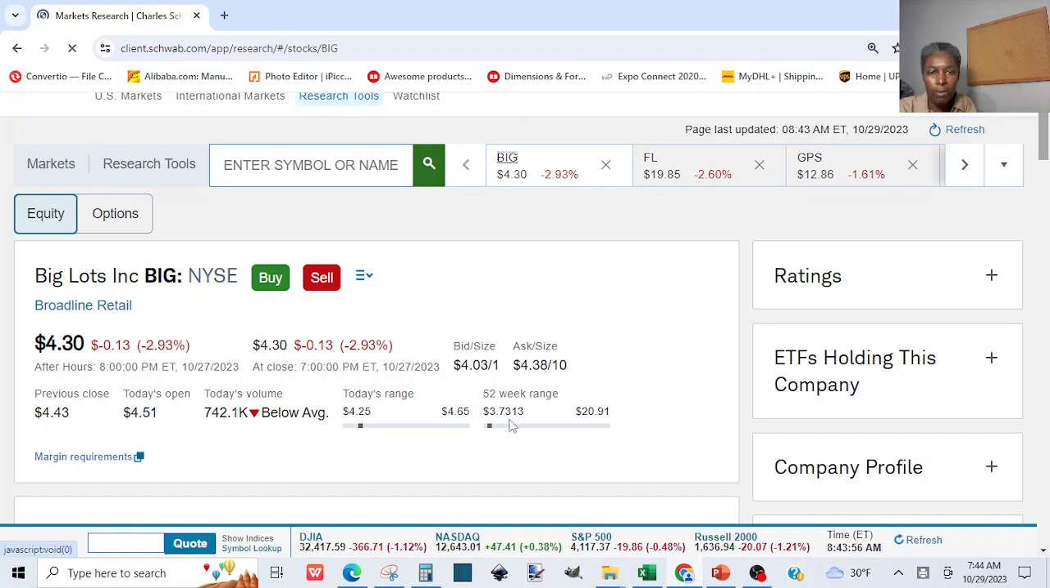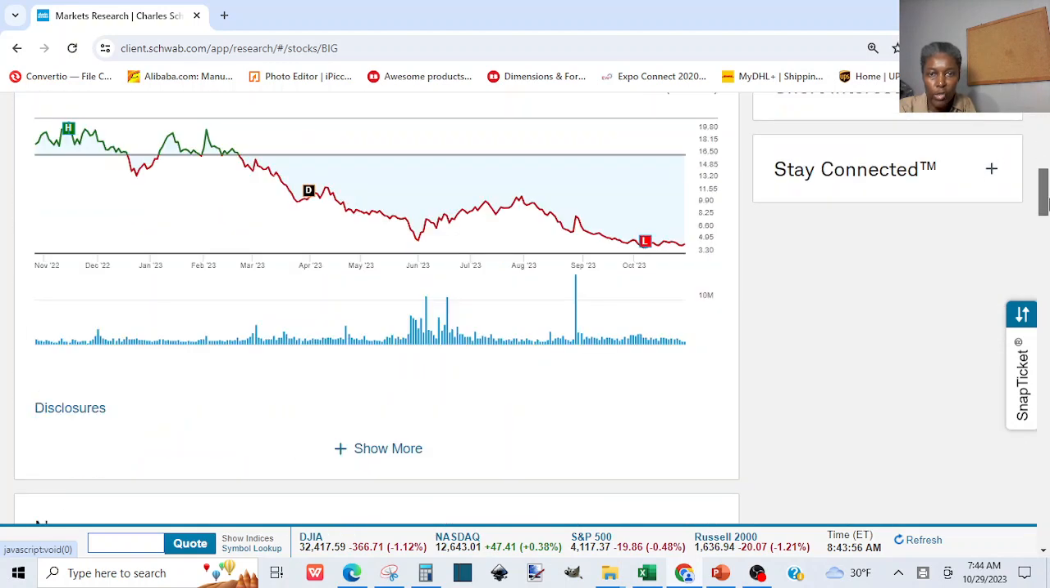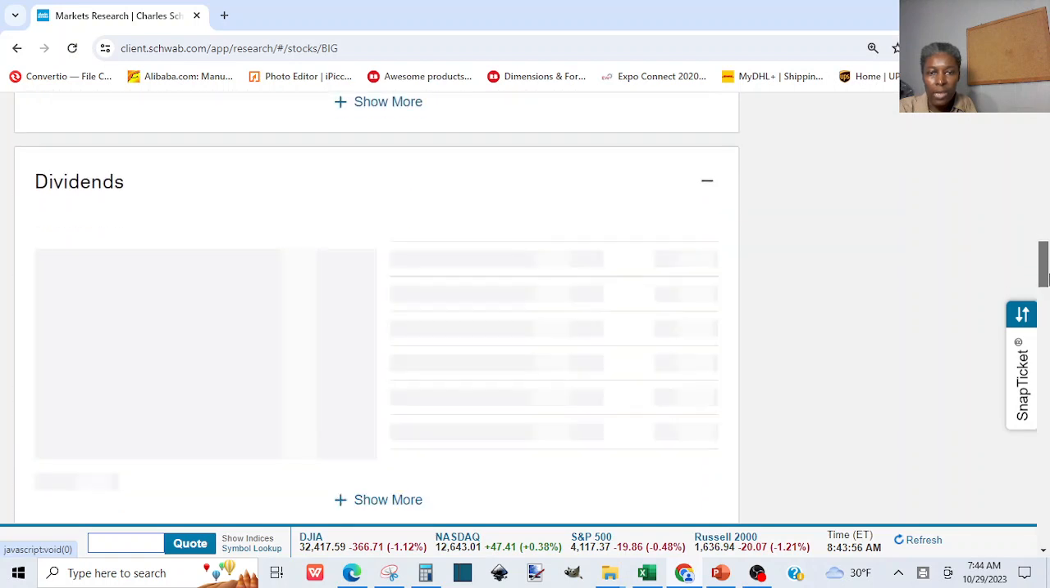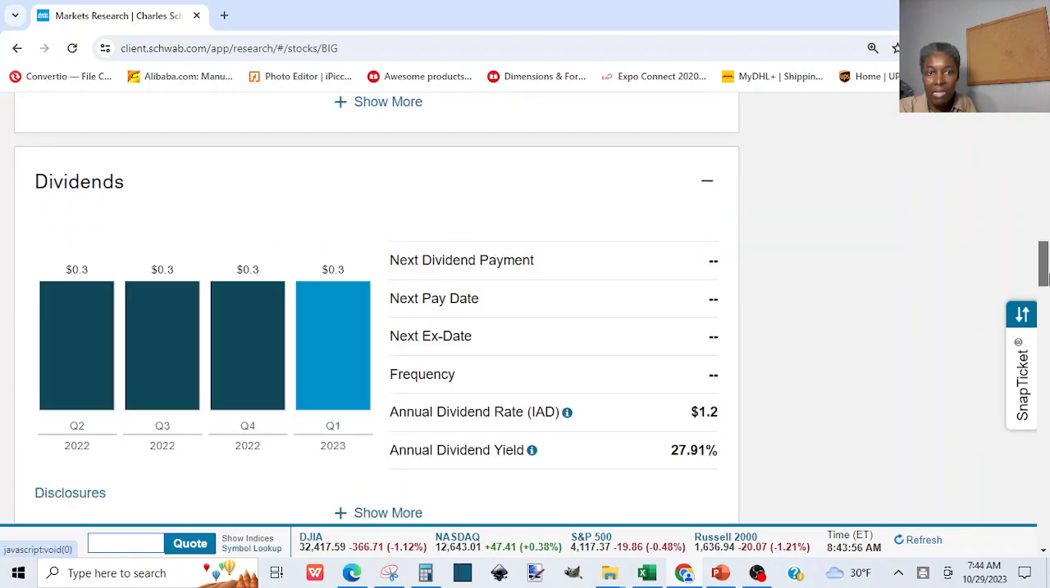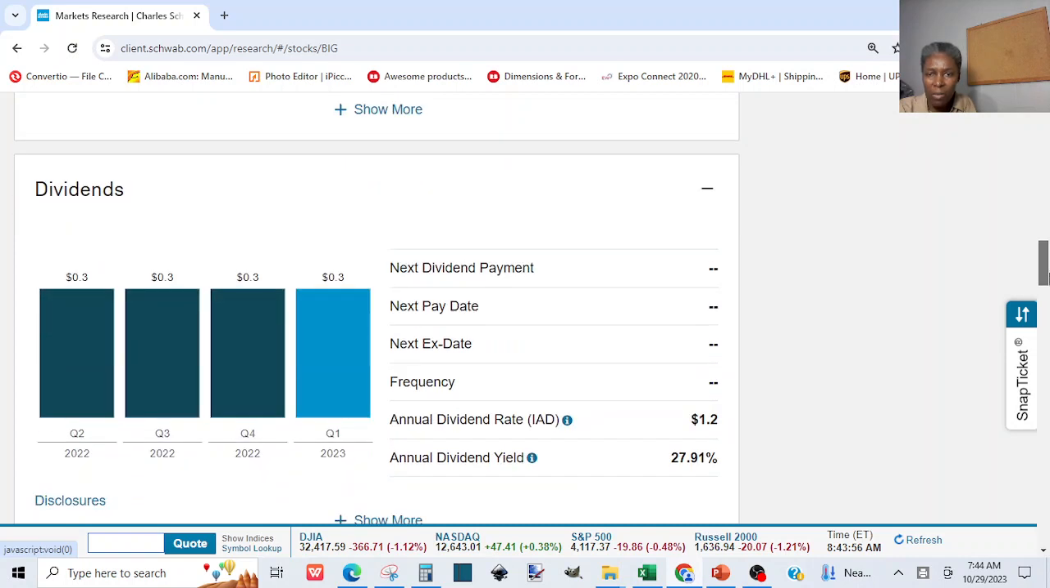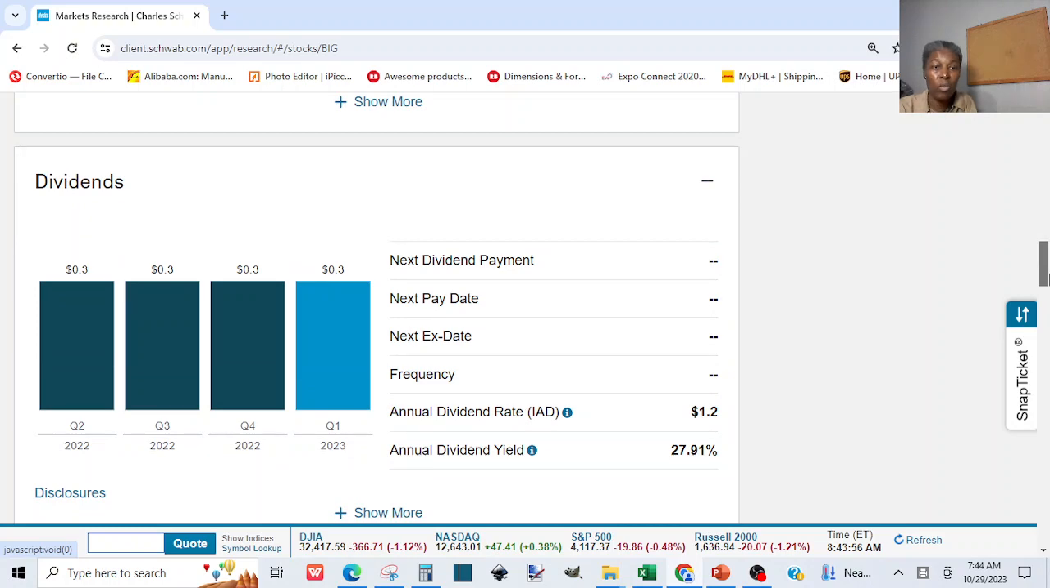And it is selling for $4.30, and the lowest price is $3.73. It's closer to the low than it is to the highest price, which is $20, within the 52-week range. And if you go to the dividend, it shows 27.91% dividend yield, but it's not paying a dividend at the moment. I don't know, maybe. Sometimes when they are in trouble, they stop paying dividends.